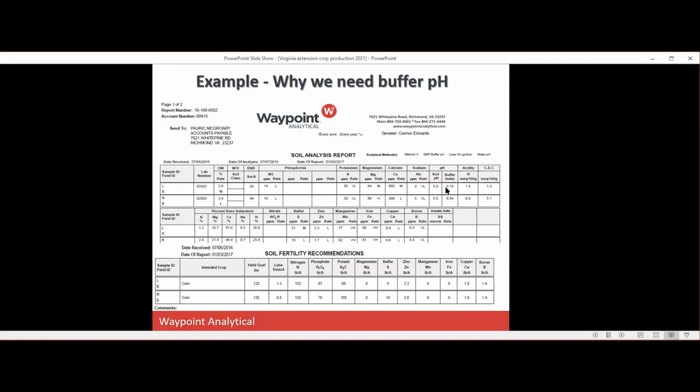The lower the buffer index number, the more lime we need to apply. So basically a 6.85 is higher than the 6.74. So here you need less lime than at the lower buffer pH. Pretty simple. So I've seen times, depending on the soil, where we can have the same soil pH, but completely different lime recommendations, and that is quite normal.